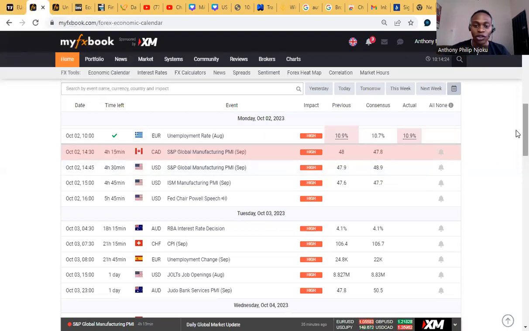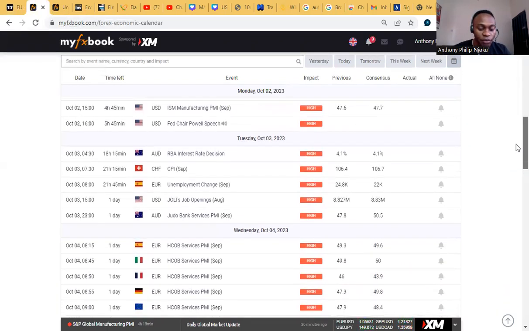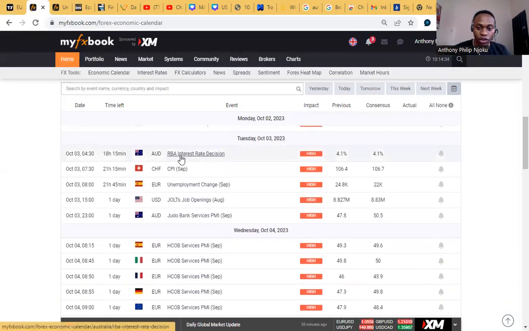So we'll be paying attention to what he has to say, because what he has to say will determine the next direction of the dollar. Then on Tuesday, interest rate decision for the Australian bank. If this interest rate decision turns out to be unchanged, we should be seeing sell-offs of the Australian dollar, and this is by 4:30 a.m. tomorrow.